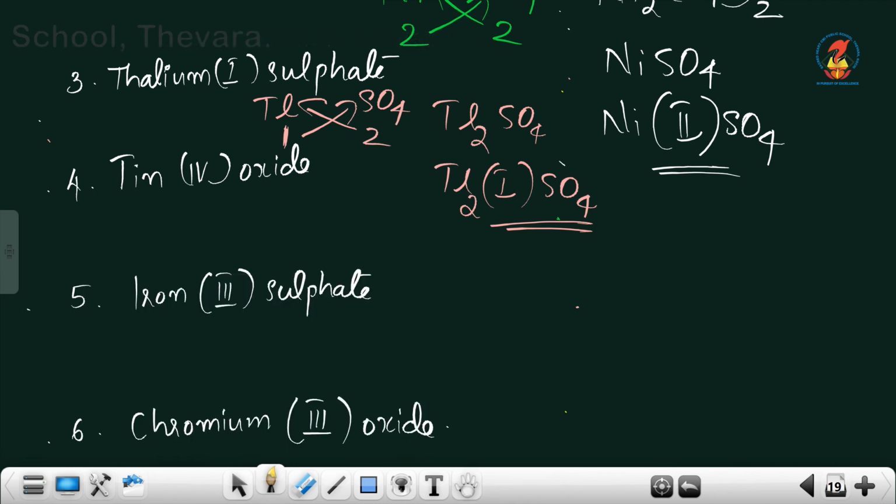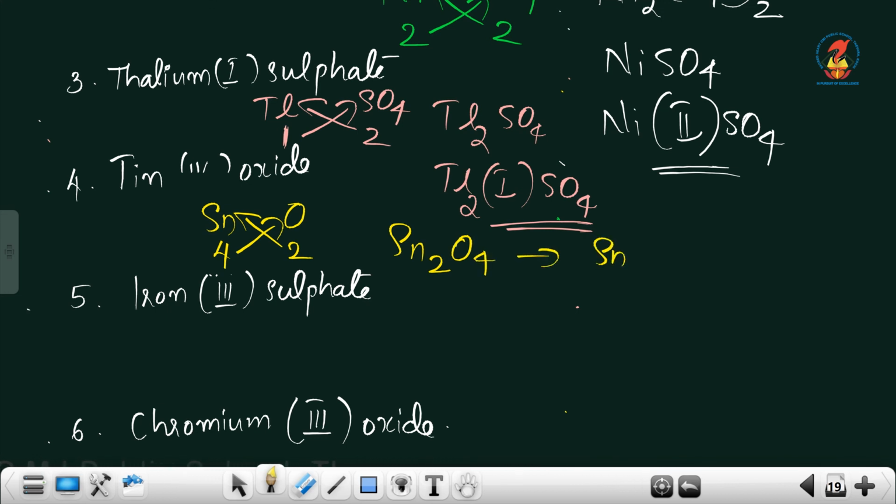Next we have tin 4 oxide. The elements present are tin, formula Sn, and the oxide, so oxygen is present. Here it is given as 4. Oxygen, we know it is -2, so the valency is 2. On transposing, what we are getting here is Sn2O4, and if we write the simple whole number ratio, it will be SnO2. So the Stock notation will be Sn(IV)O2.